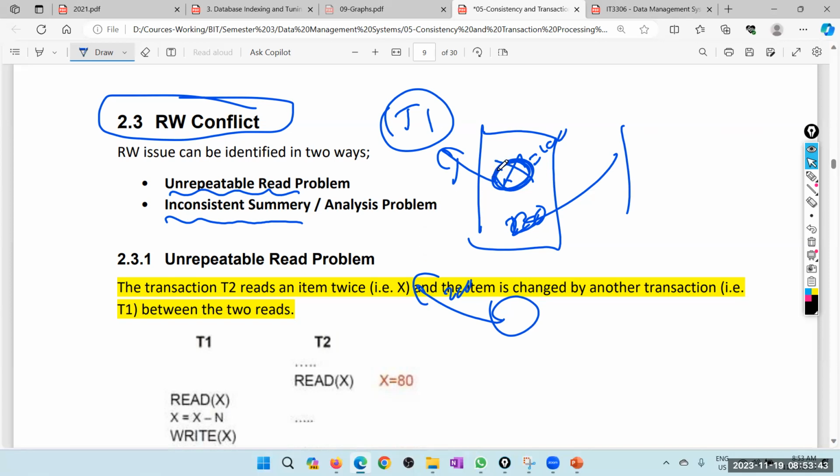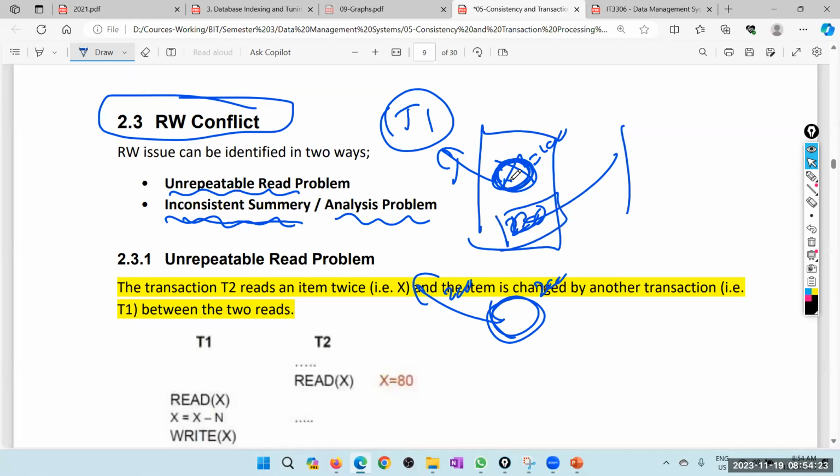Now, during the first report generation, the value was 100. During the second report generation, the value is 200. So therefore, the two reports are not consistent. That is why we say inconsistent summary or analysis problem. When we analyze data, the analysis is not consistent, because in one analysis it is X, in the other analysis the value is Y. So therefore it's not consistent. Or in other words, when you read the same data repeatedly, you get different values because the other transaction has written.